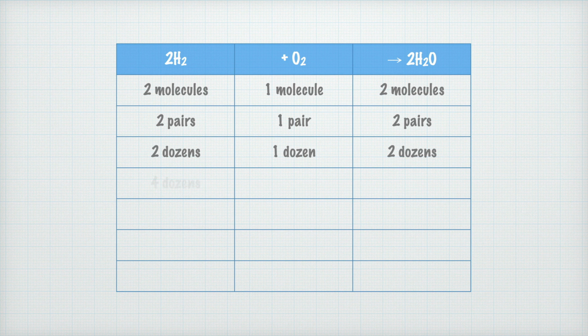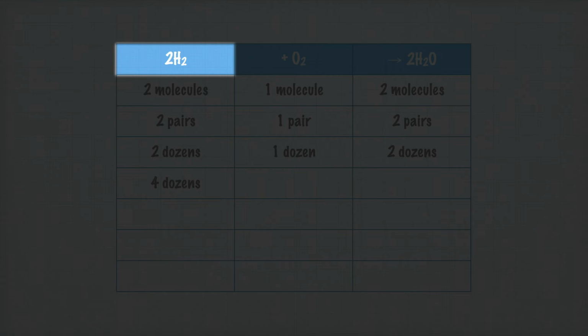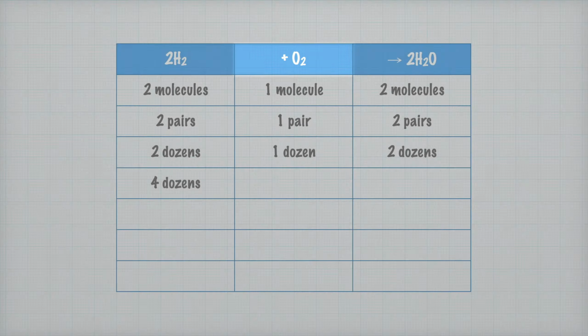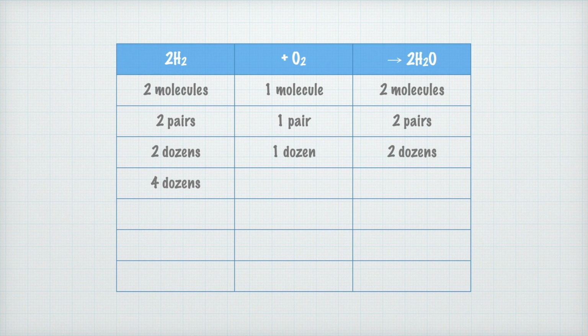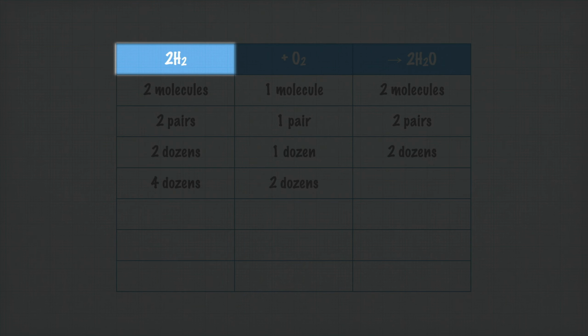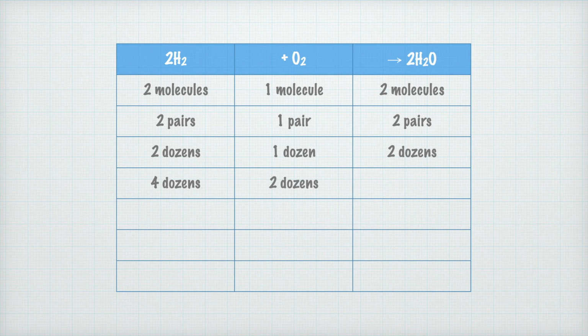But if we instead have 4 dozen hydrogen molecules, how many dozens of oxygen molecules do we need then? Well, the quantity ratio in the reaction tells us that the number of hydrogen molecules must be twice as large as the number of oxygen molecules. Therefore, we need half of 4, that is 2 dozen oxygen molecules. And the quantity ratio also tells us that the number of water molecules that are formed is exactly as large as the number of hydrogen molecules that react. Thus, 4 dozen water molecules are formed.